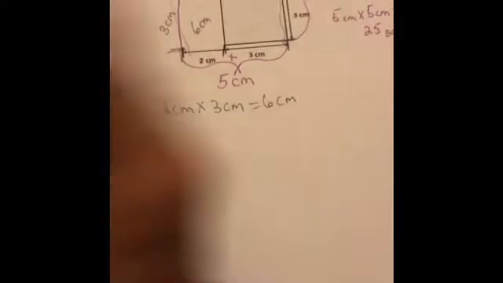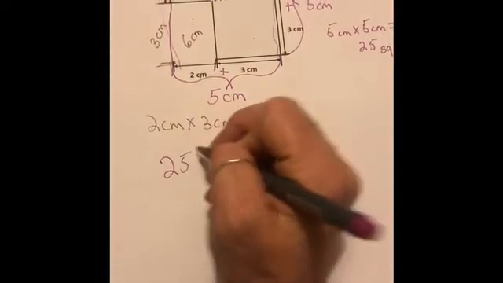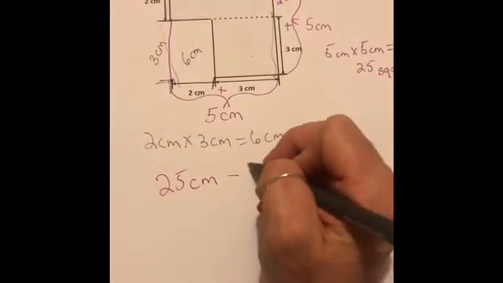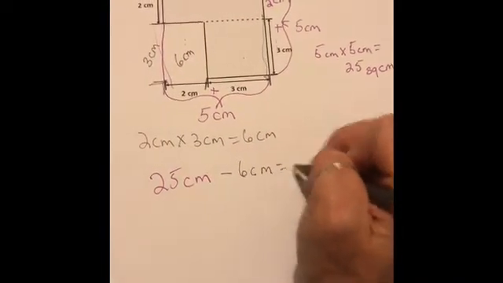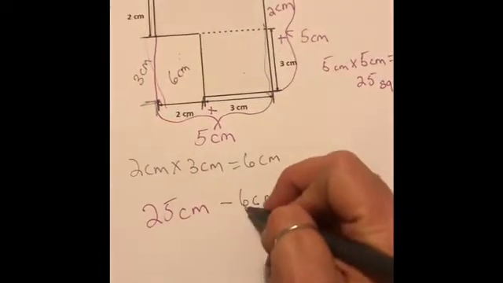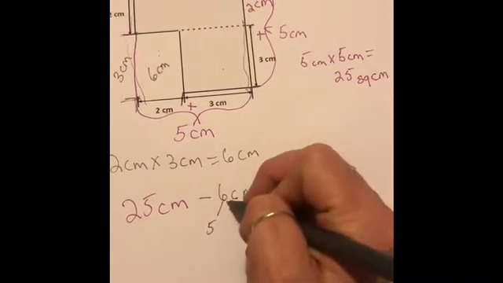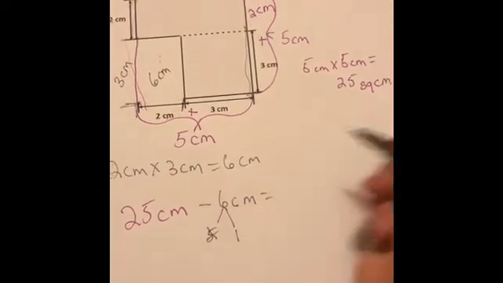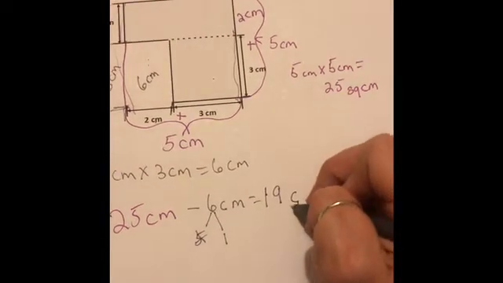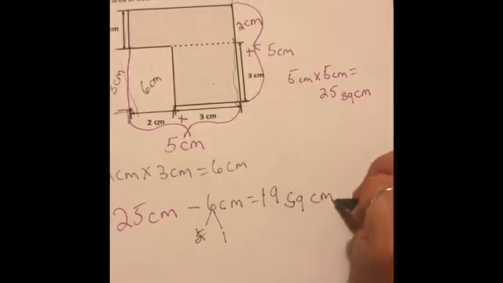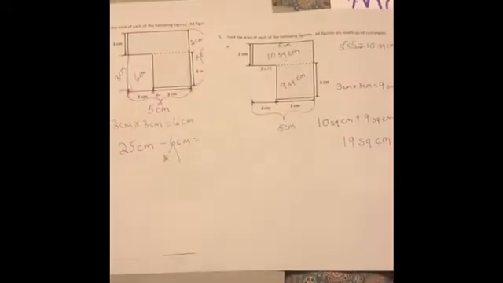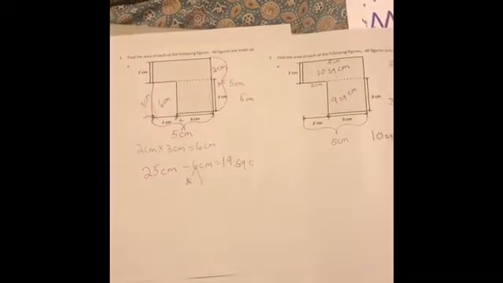If the whole thing is 25 centimeters, and the part I don't want to include is 6 centimeters, then I just have to subtract that. I know that 25 minus 5 is 20, and then that leaves 1 left over. 20 minus 1 is 19. And again, I have to do square centimeters because I'm measuring area. I was just able to find the same area in 2 different ways.